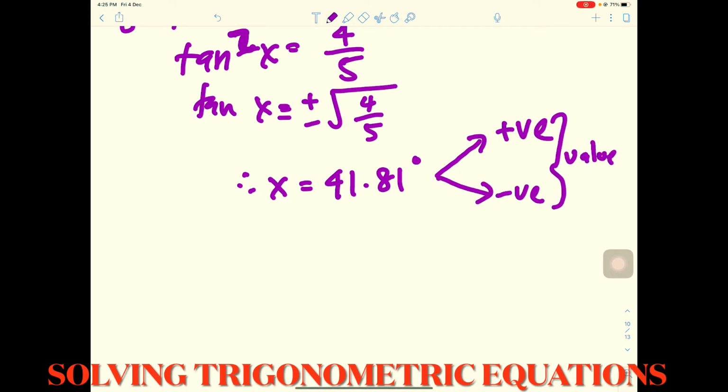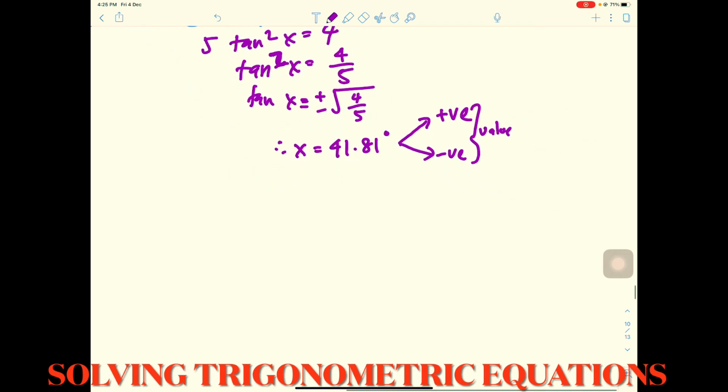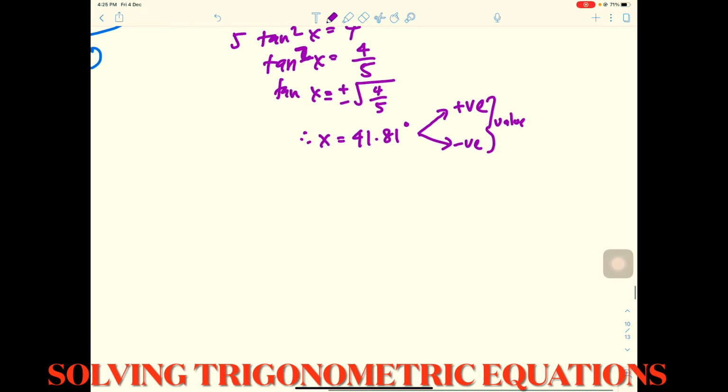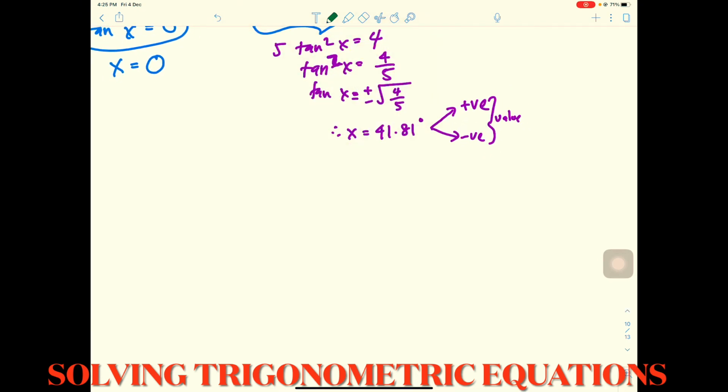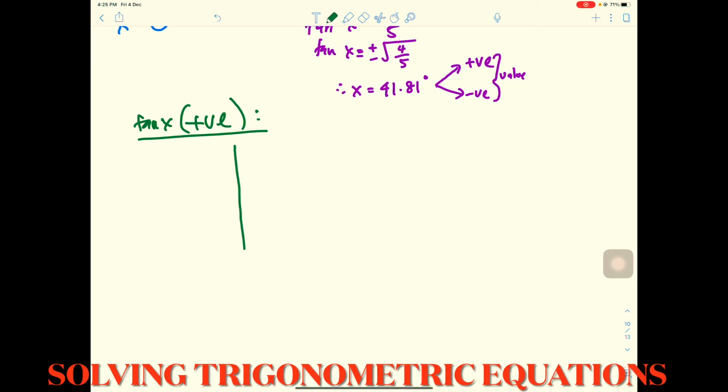Therefore, this positive and negative value will affect the position of the quadrant. So let's look first at positive. For tangent x positive, the quadrants for positive tangent are the first quadrant and the third quadrant. This is how we determine the reference angle.